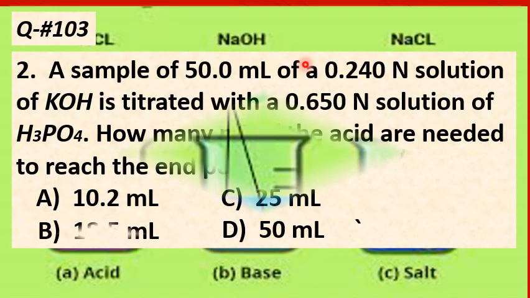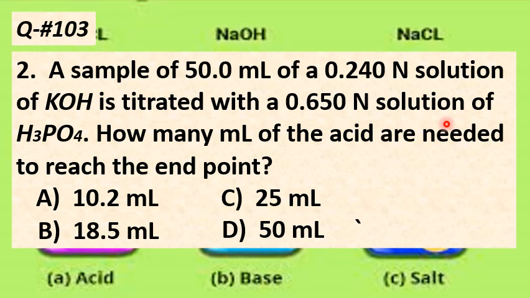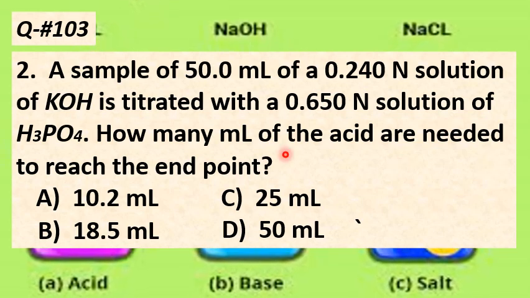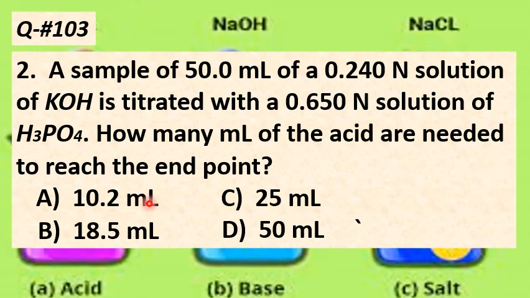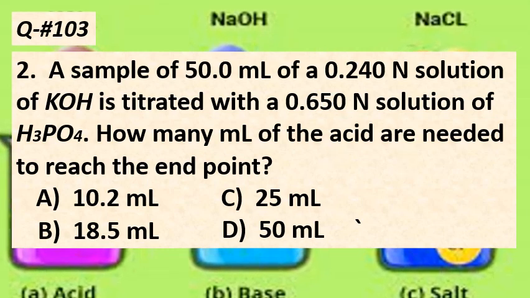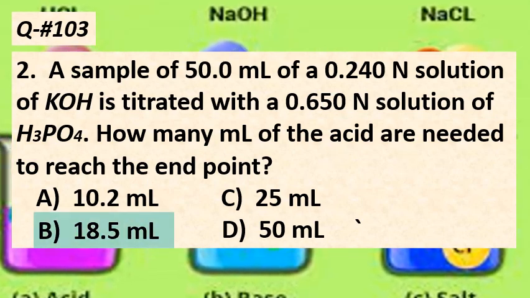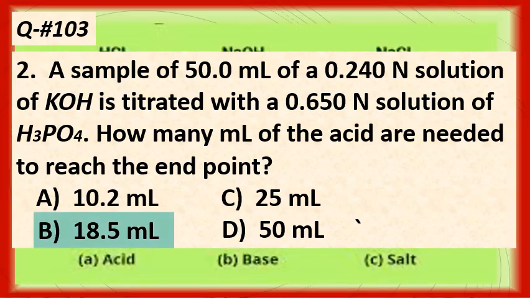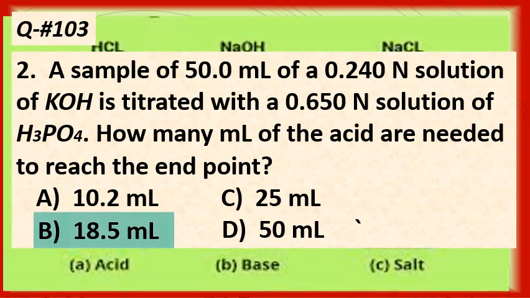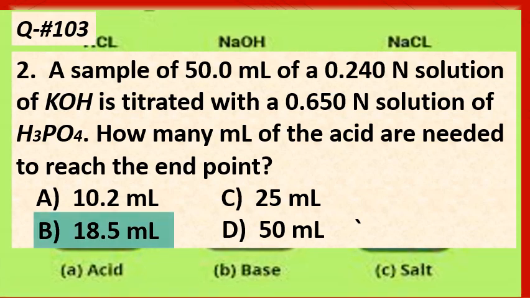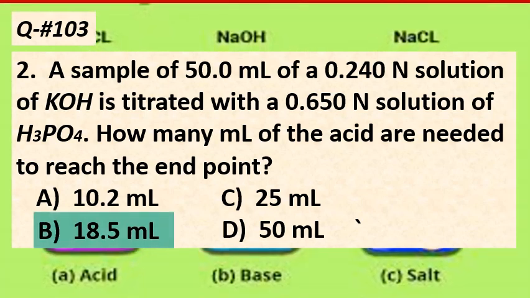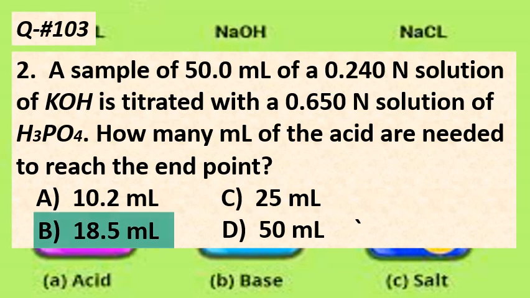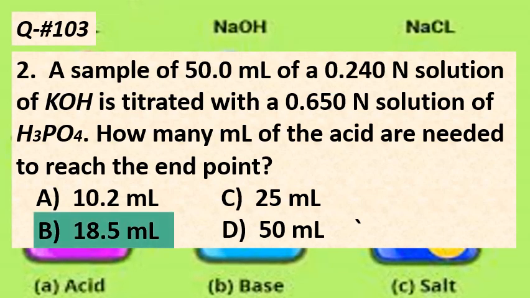Finally, answering question number 2, the best answer, the correct answer, is in fact option letter B, where the volume of the acid, phosphoric acid, required for neutralization is equal to 18.5 milliliters. So that's it. We're done.